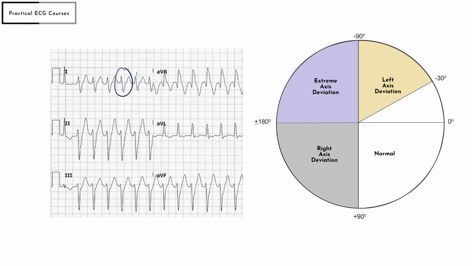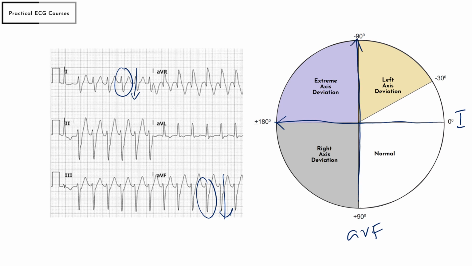Look at 1. It's predominantly negative. Look at the QRS in AVF. That is also predominantly negative. What does that tell us? 1 is negative. That tells us the vector is moving away from lead 1. And AVF is also negative. That tells us that the vector is again moving away from AVF. And so the actual mean vector is somewhere between these two. So this is in the quadrant for extreme axis deviation, between minus 90 and plus minus 180.